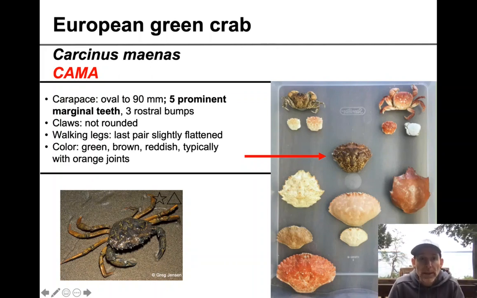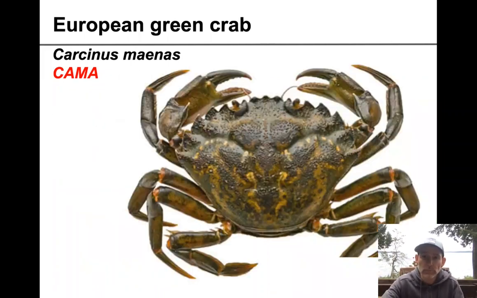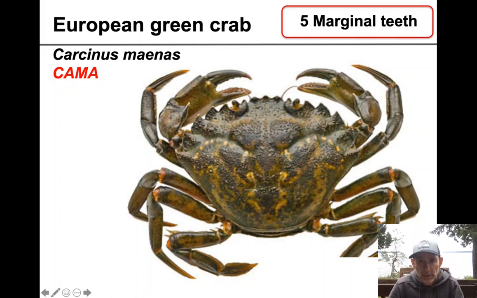Now, we'll go through the basic features to help you identify a European green crab. First things first, we look at the carapace. And that's actually the easiest way to identify a European green crab from any native crab you might encounter in our area. The European green crab has a very unique carapace. There are 5 marginal teeth that extend out from the eye, and there are 3 bumps to the rostrum between the eyes. And with those 2 features of the carapace, you can differentiate a European green crab from any other crab out there.